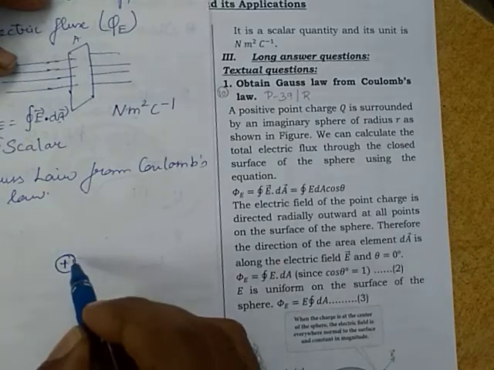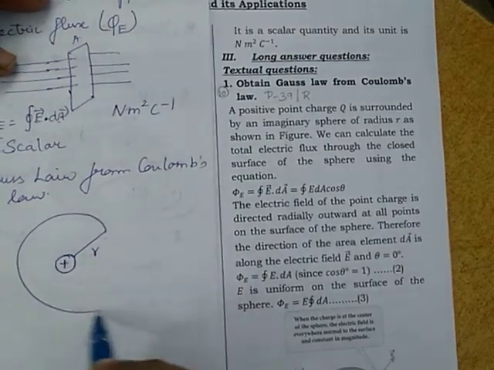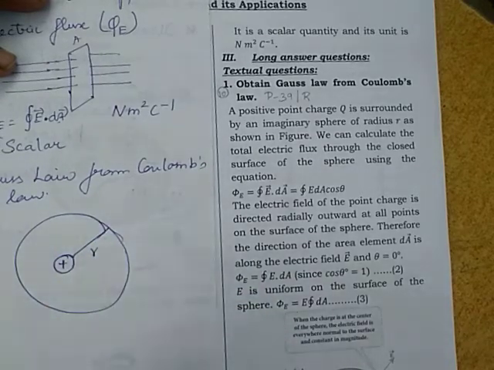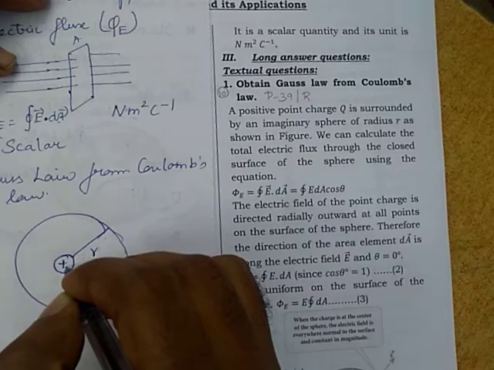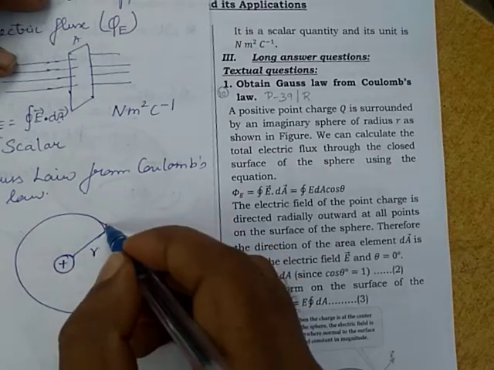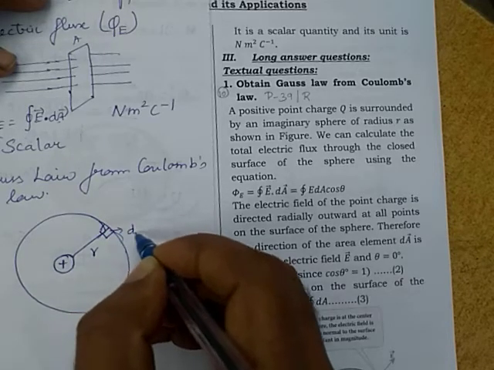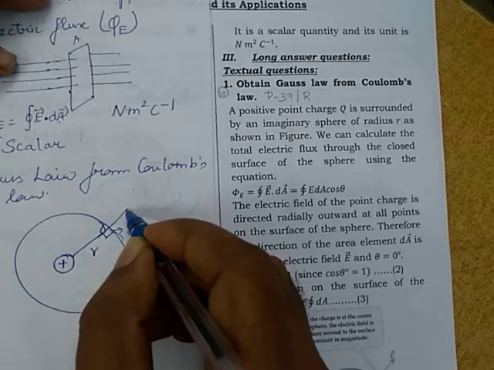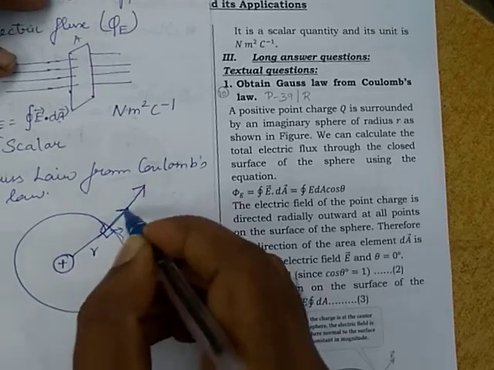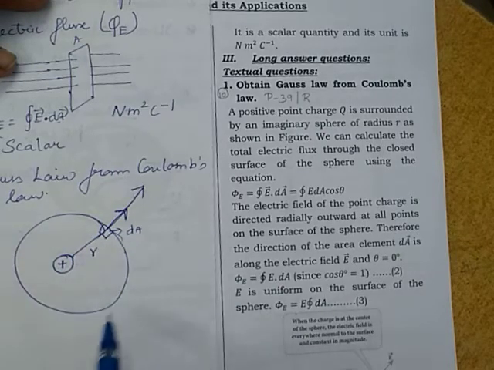From a distance r from the positive point charge, I am considering a Gaussian surface in the shape of a sphere. We know the electric field from a positive point charge will be outwards. Here I am considering a small area, that is dA vector. This is the area vector. The electric field is also in this direction alone. So we need to find the electric flux on this imaginary surface.